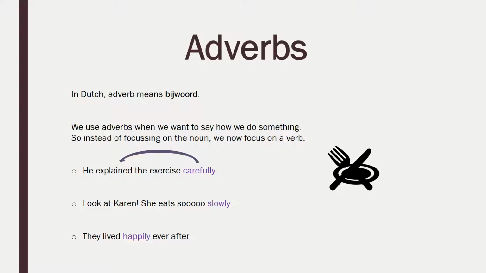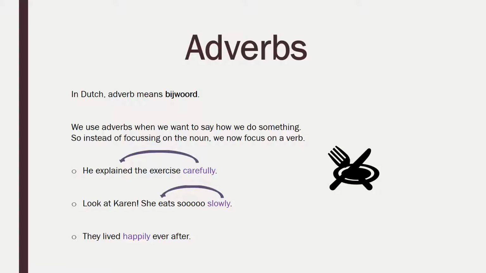How did he explain it? He did it carefully. It doesn't say something about the exercise or the noun. Carefully says something about how he did it, how he explained it, because he explained it carefully. So the next sentence is, look at Karen, she eats so slowly. And slowly says something about the way she eats. It says something about the act. So slowly should be with eats.